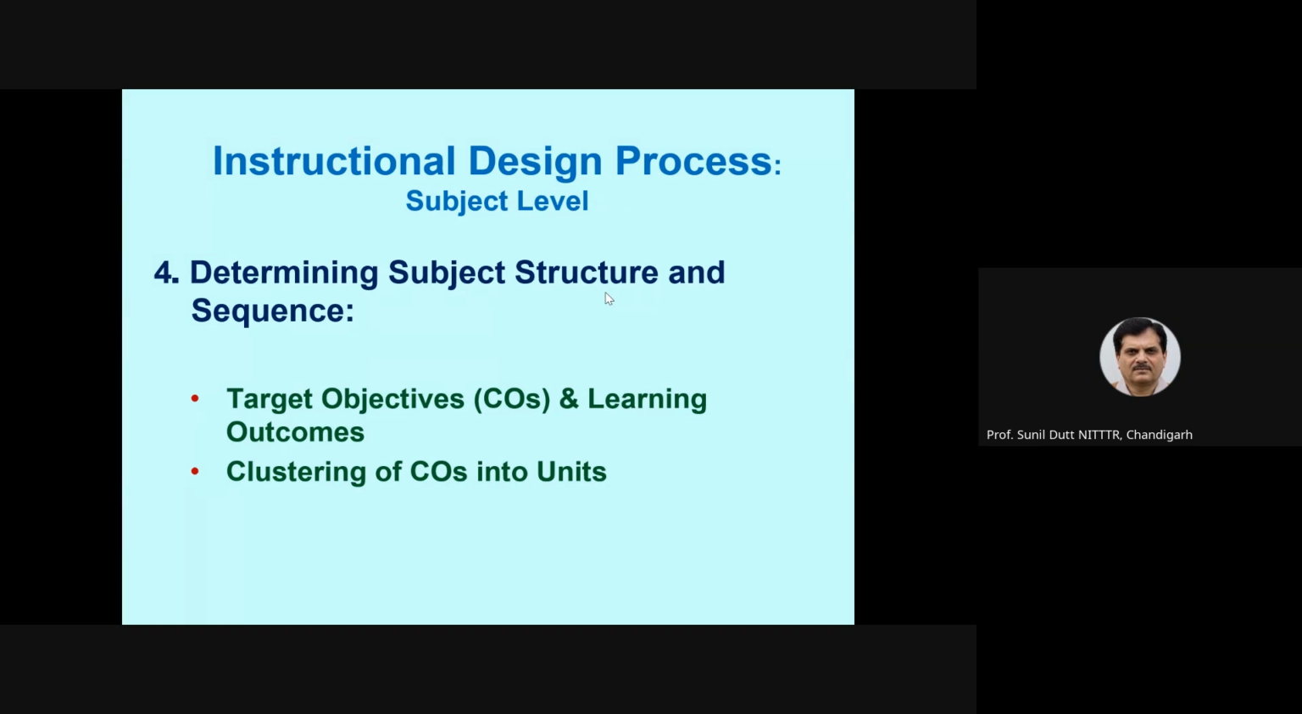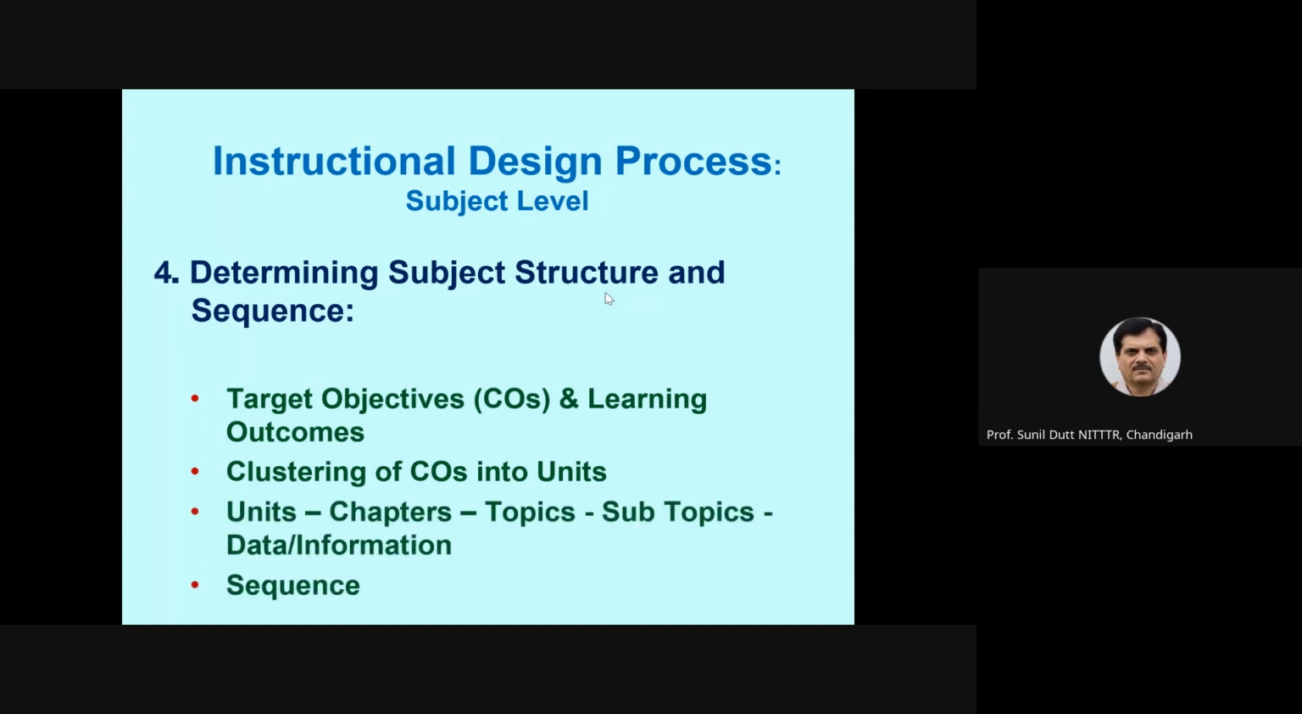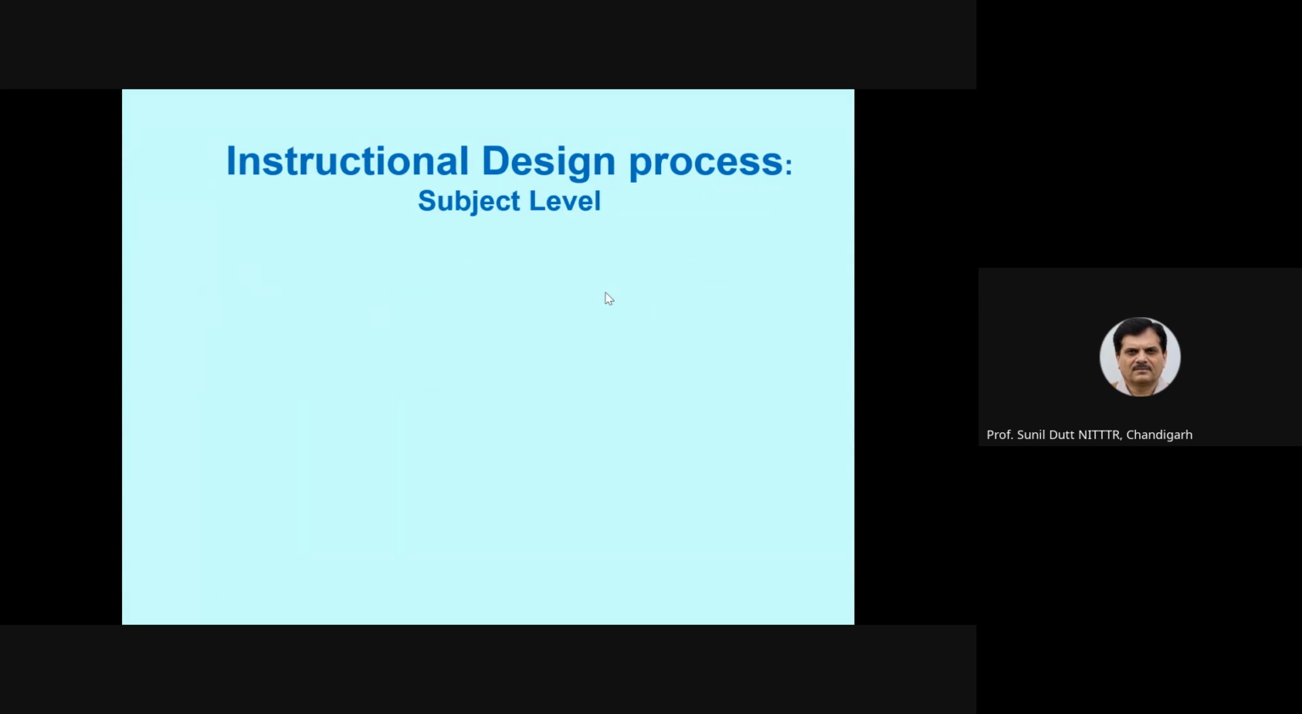So the target objectives are grouped into units, because each subject has a number of units and each unit has one broad objective. So the sequence of instruction is determined first for the units and then for the learning outcomes. Units, chapters, topic, subtopic, data, information, and sequence. So sequence is determined first for the units and then for the learning outcome.